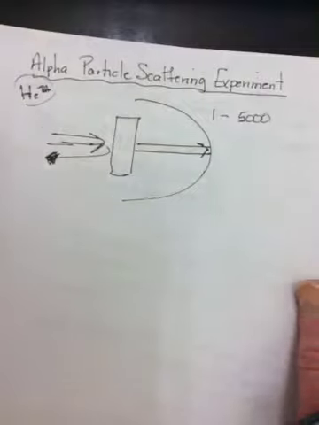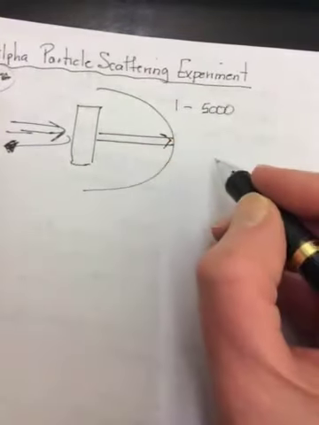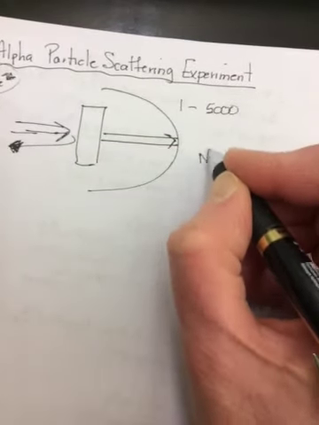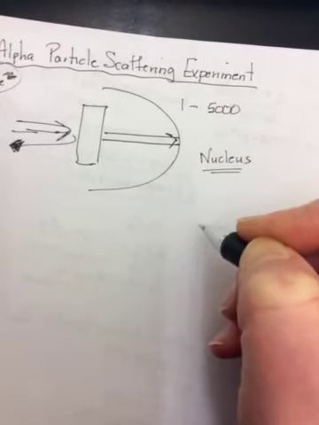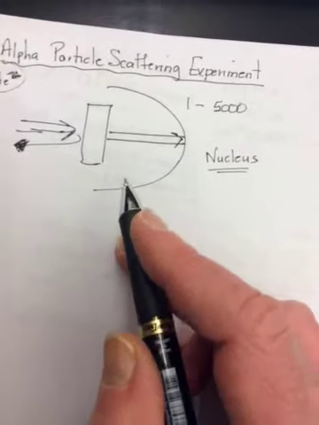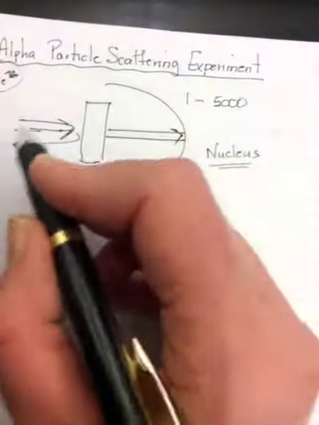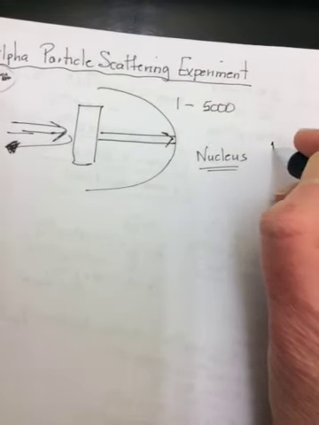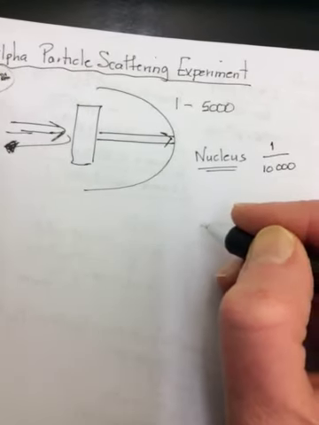So he called this large, massive, positive charge, which he assumed was in the middle of the atom, the nucleus. It's the first time that the word nucleus is being used here. Okay? And so he does some calculations with what comes back out, and he figures that the nucleus must be 1/10,000th the diameter of the atom.